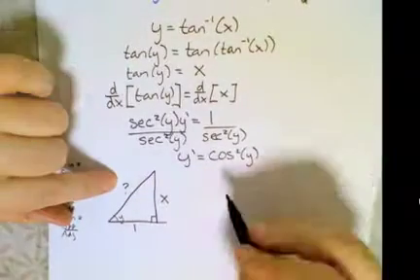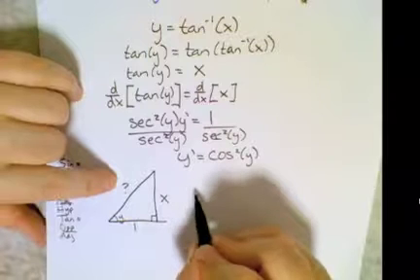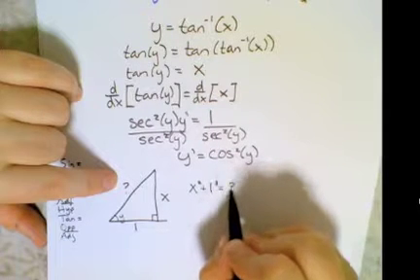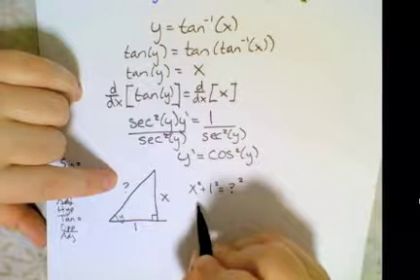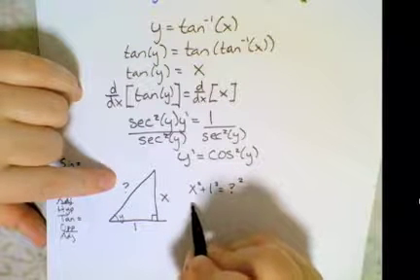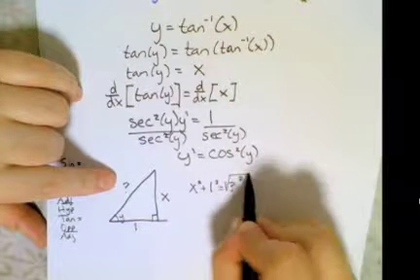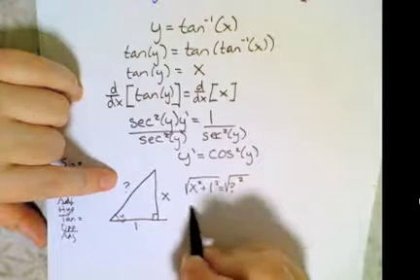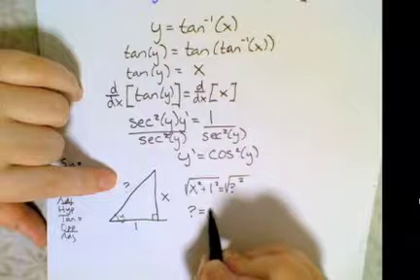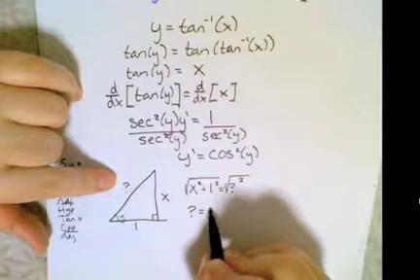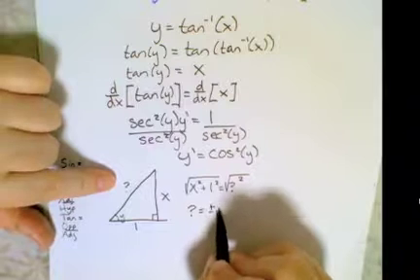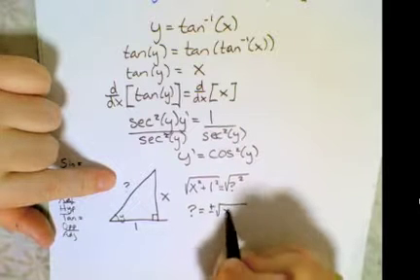Okay, Pythagoras to the rescue! x squared plus 1 squared equals question mark squared. So I take the square root of both sides. And 1 squared is just 1. So question mark equals plus or minus the square root of x squared plus 1.